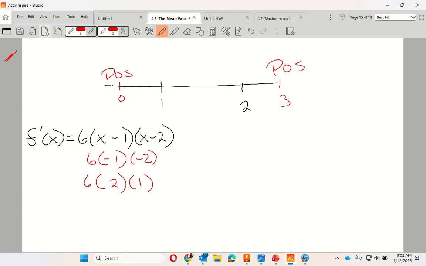Now, let's check. I've got to find something in this interval here. 1.5. 3 over 2. Okay, so that would give me a positive 1/2, and this would give me a negative 1/2, and this would give me, together? Yeah, give me a negative.